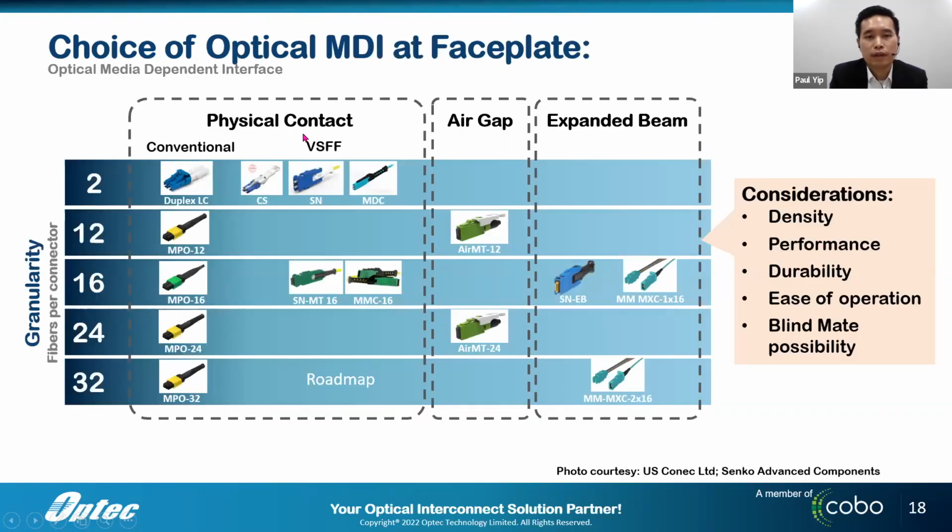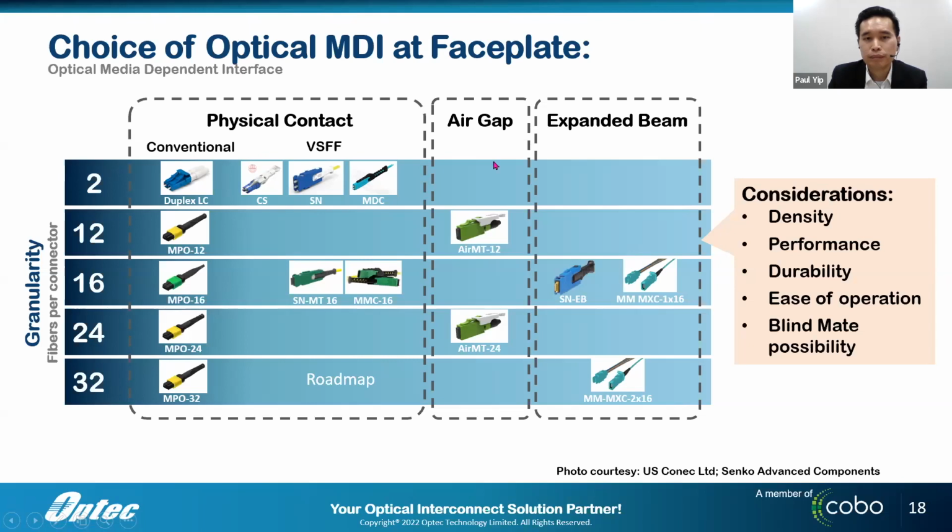So in terms of connectors going into the face plate or on the midboard, we can choose from three major kinds of connectors. First is physical contact. We are all very familiar with the LC and MPO, these conventional connectors, and very small form factors. Omori-san will give more presentation on this later on.